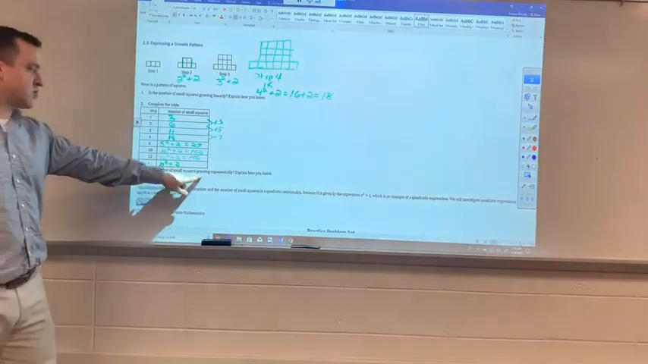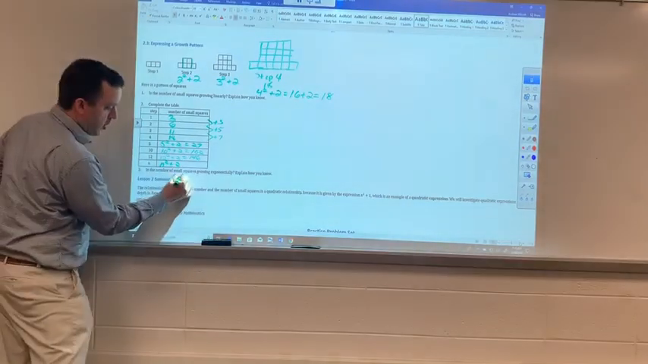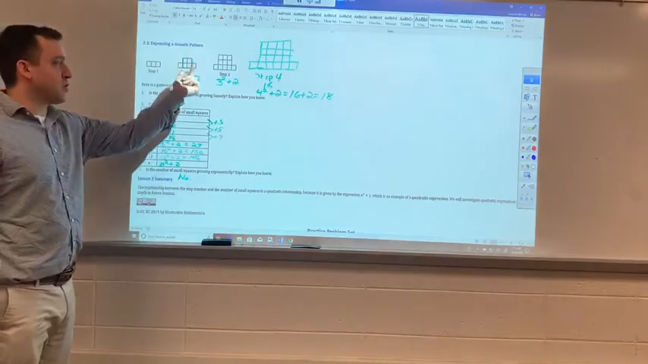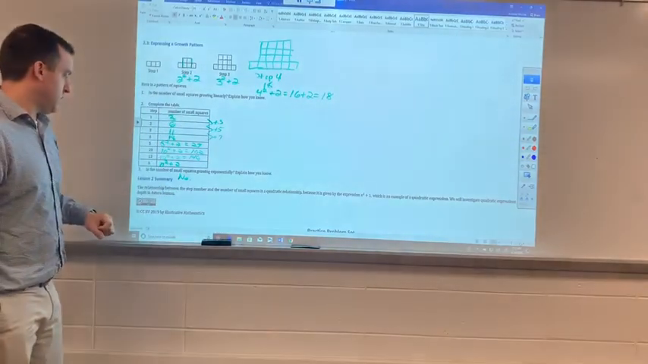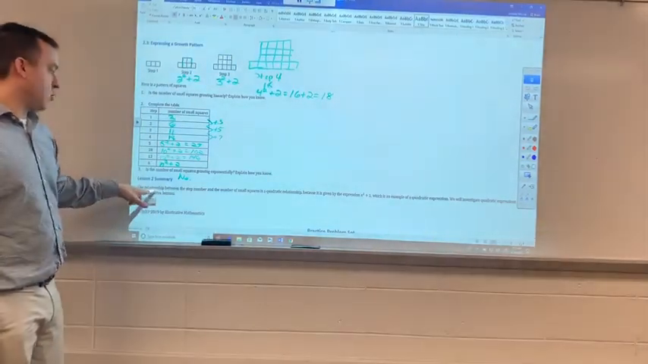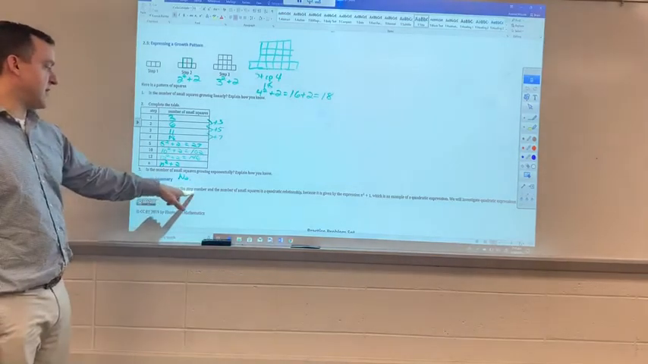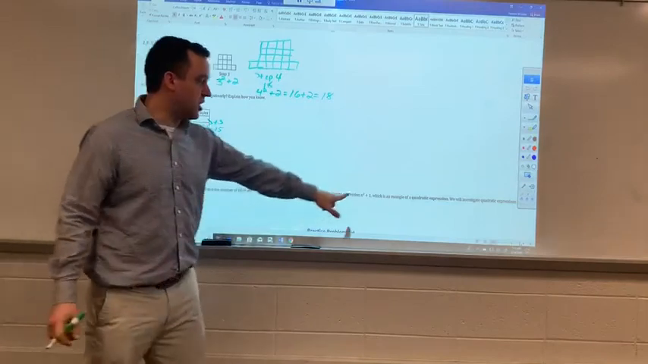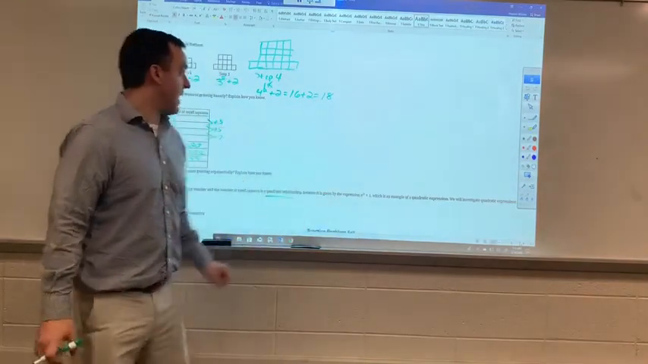So is the number of squares growing exponentially? No, I'm not constantly multiplying by the same number. It's quadratic because we're squaring a number. So in the summary, we see that the relationship between the step number and the number of squares is quadratic if you multiply the variable by itself.